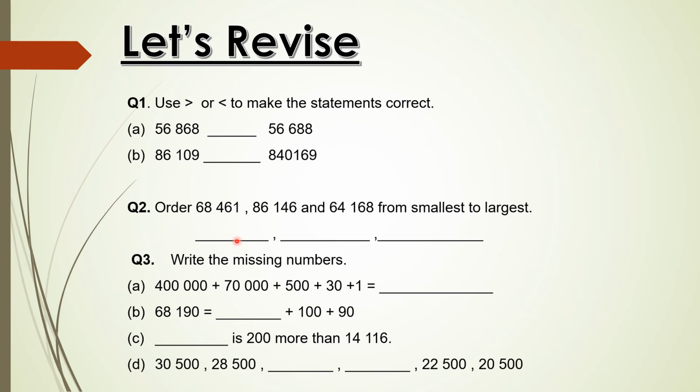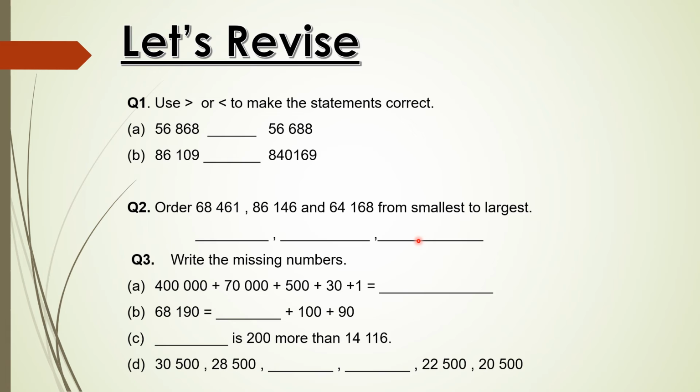86,146 would come here. Then the second number would be what? Which one is a little bit smaller? 6 and 6. Both these are same. 8 and 4. So which one is bigger? 8. So this entire number is bigger. 68,461 would come here. And finally 64,168 would come here.